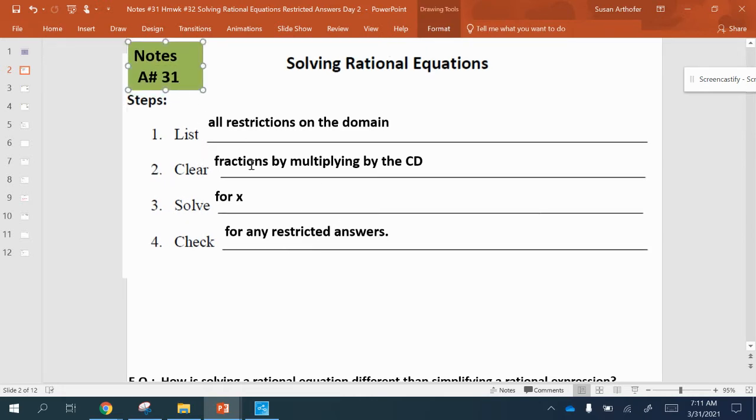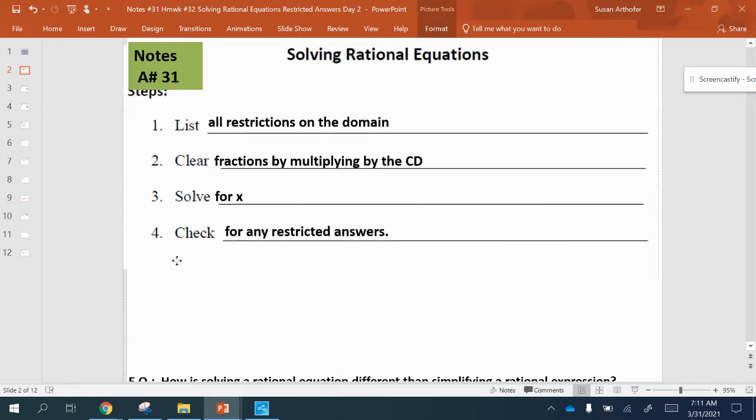So notes 31. If you can hit pause here for just a minute and go ahead and write down your notes. Your steps are to list all the restrictions on the domain, which we did in yesterday's lecture. We're going to clear the fractions by multiplying by the CD, the common denominator. We're going to solve for x, and then we just have to check to make sure we don't have a restricted answer.